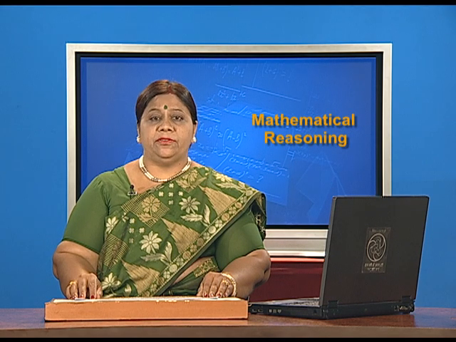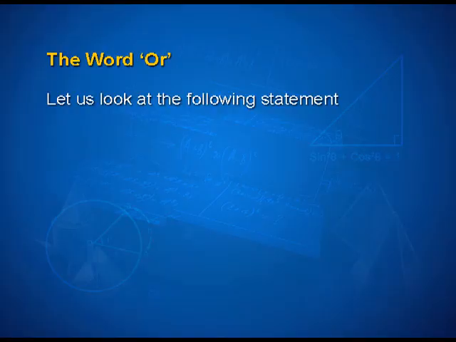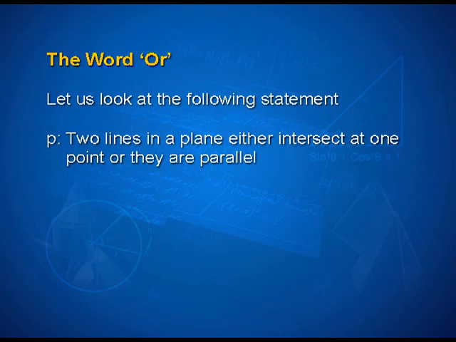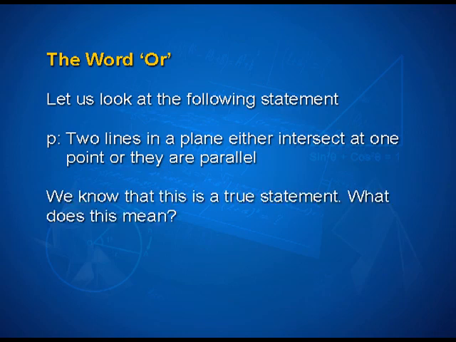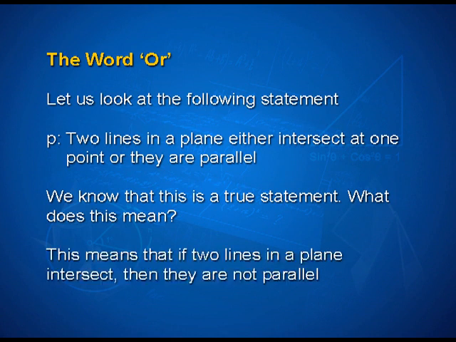Now, let us study about the word or. Let us look at the following statement. P: Two lines in a plane either intersect at one point or they are parallel. We know that this is a true statement. What does this mean? This means that if two lines in a plane intersect, then they are not parallel.